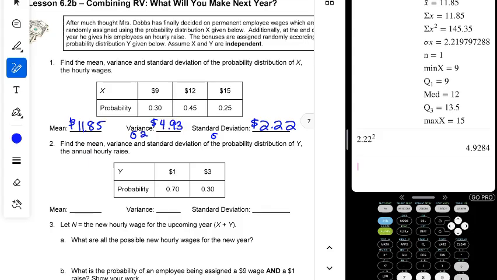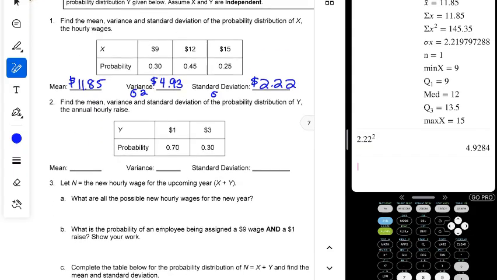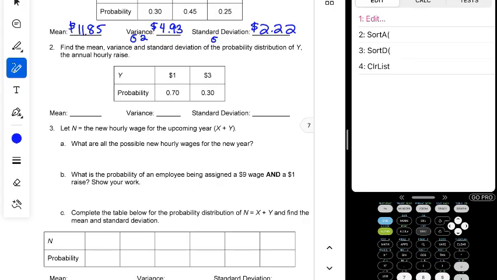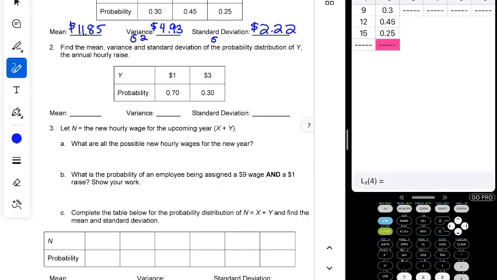Number 2 is going to be the raise. So $1 raise or $3 raise. And they give us the probabilities. So we want to find mean, variance, standard deviation of that also. So go to Stat, Edit. And put those values in.